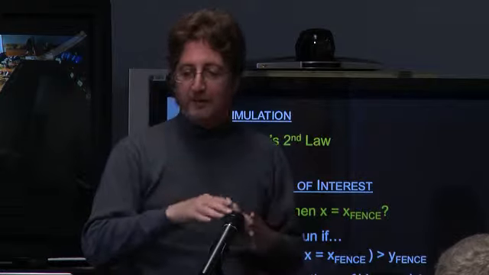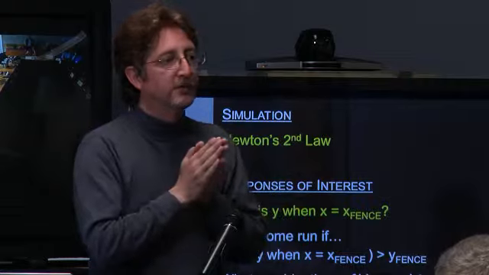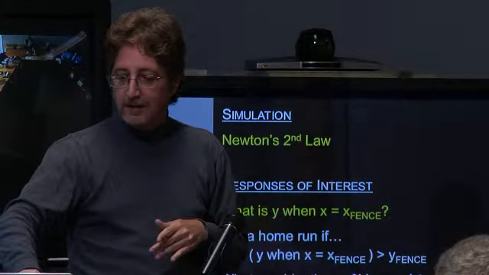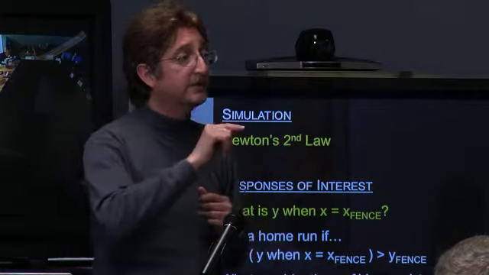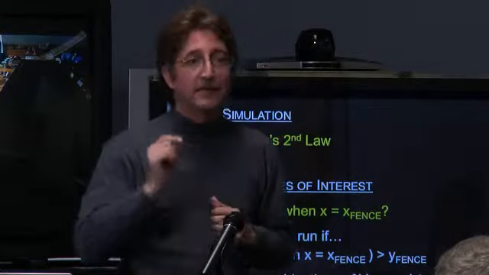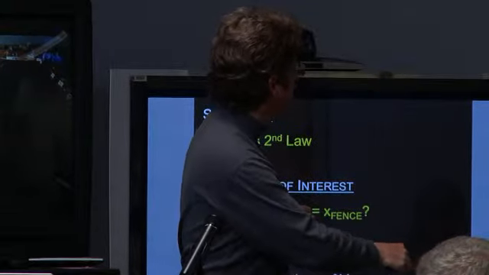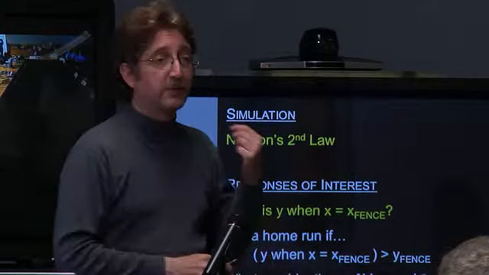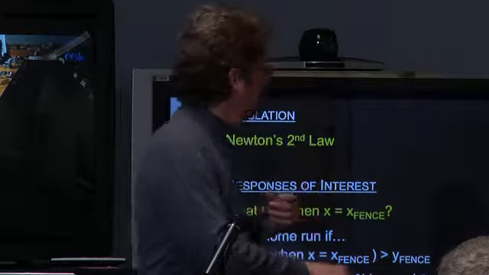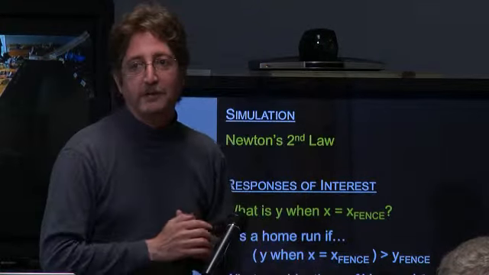So the response of interest is, I want the ball to go over, okay? So what is the altitude when my position is over the fence? And that altitude better be higher than the fence. So that's my response. It's that y, okay? And that y, when x equals the fence, is my response. And what I'm looking for, notice, is actually not a response, it is the combination of initial velocity and initial angle to get me that goal.